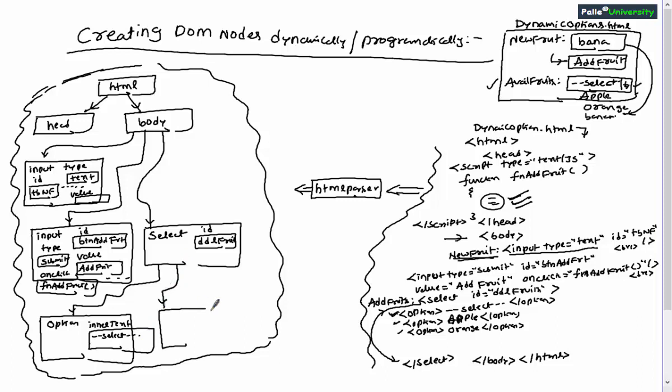In a similar way, next option, and then the inner text property will be holding this second value, apple. Next, one more option node, again inner text. What is the value of inner text? Obviously it is orange. So something like this DOM tree will be created.